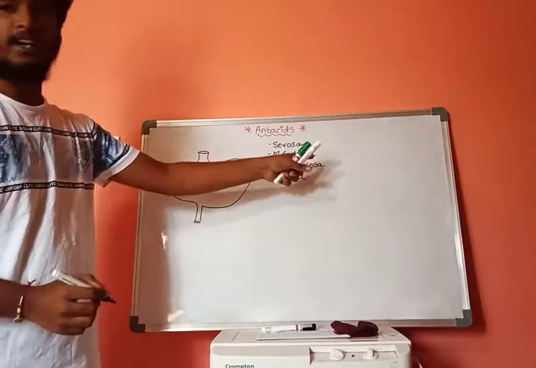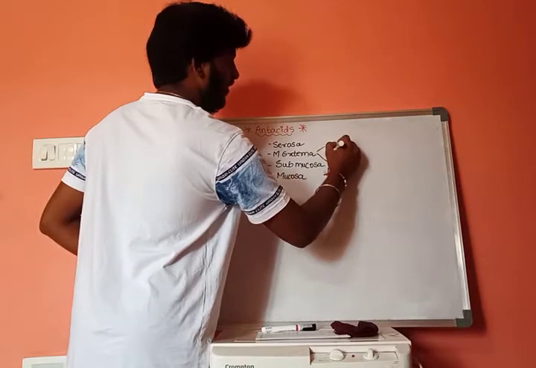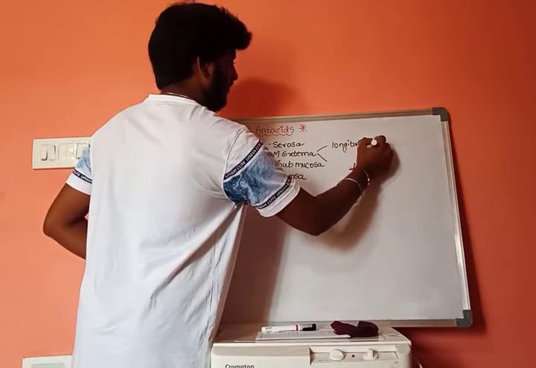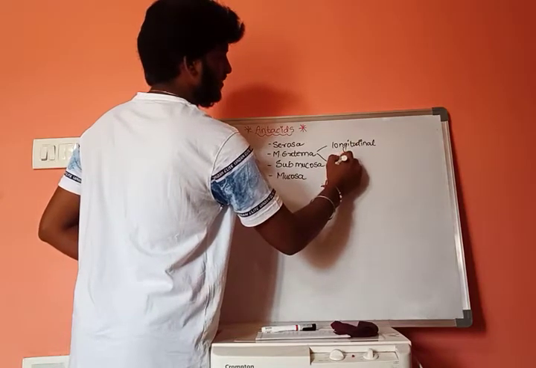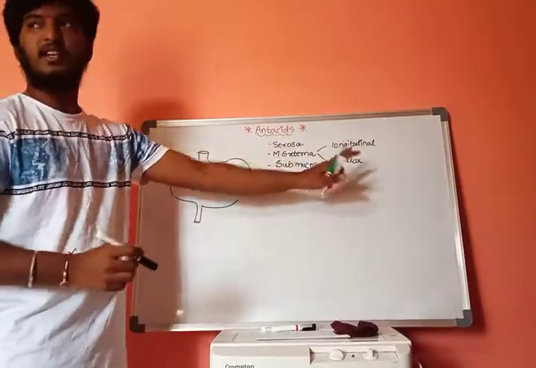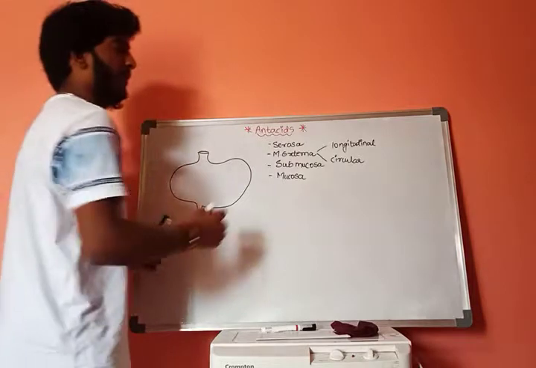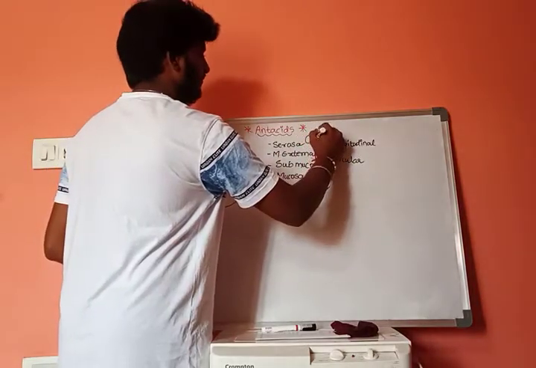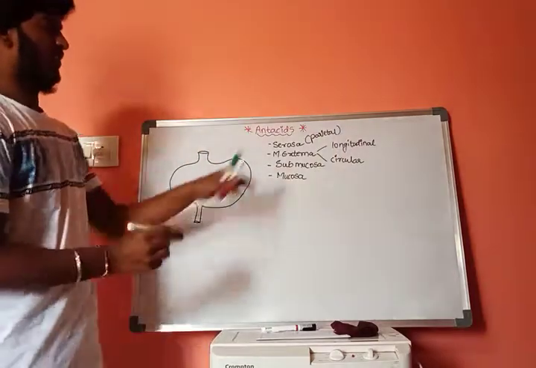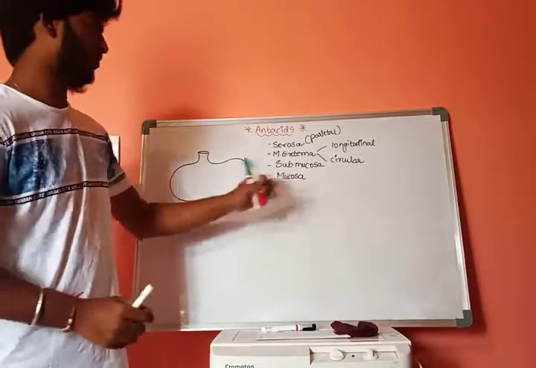This muscularis externa is again divided into two types: longitudinal muscles and circular muscles. This serosa layer is also called the parietal layer, and the innermost layer is the mucosal layer.